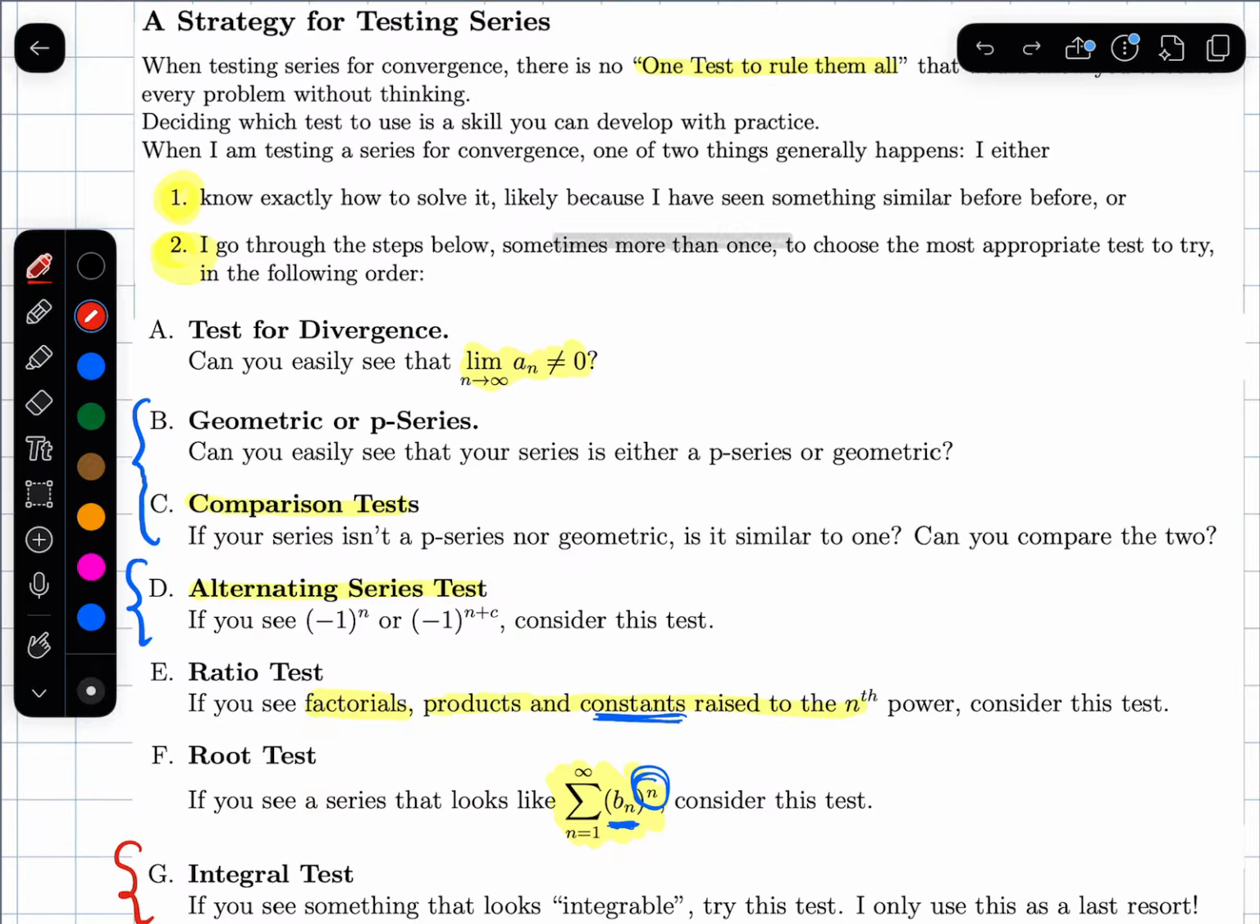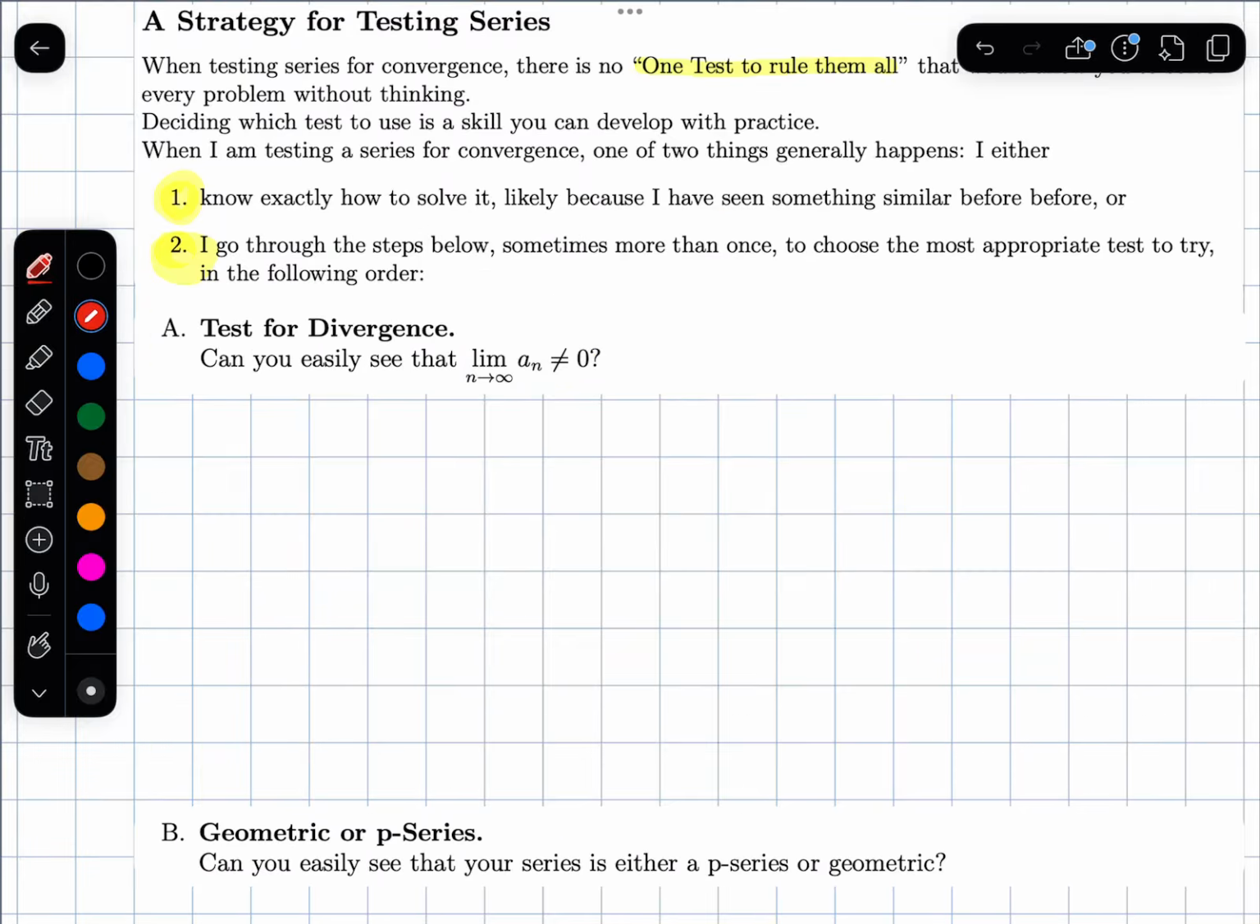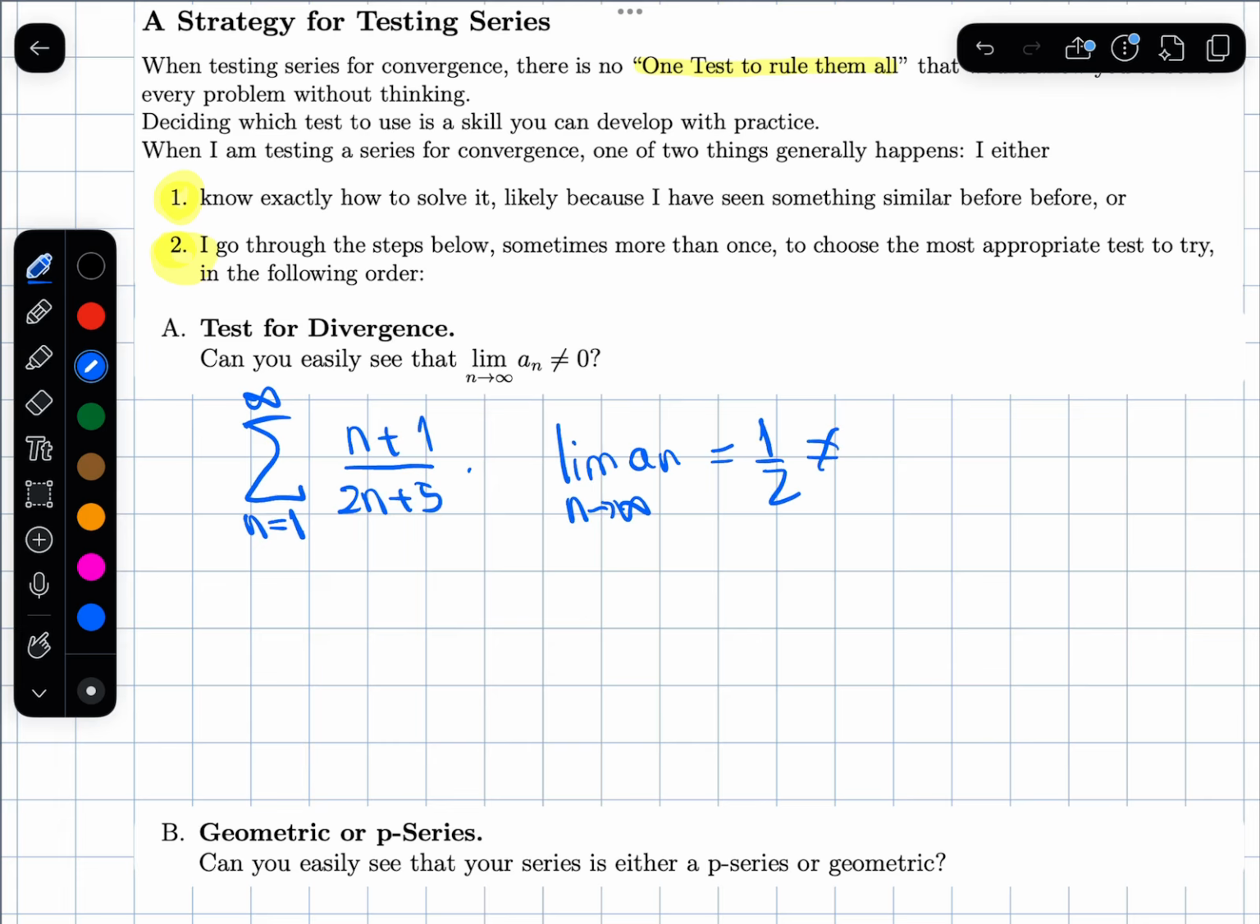Okay, let me delete this, and let's look at the test for divergence. So what's a good series to use the test for divergence with? Something simple would be something like this, super easy. Whenever you see this, clearly, you've done a lot of limits before in your life. Since you've taken calculus 1, calculus 2 before, take the limit of a_n when n goes to infinity. This is clearly 1/2, which is not 0. So I can say that it diverges by the test for divergence.